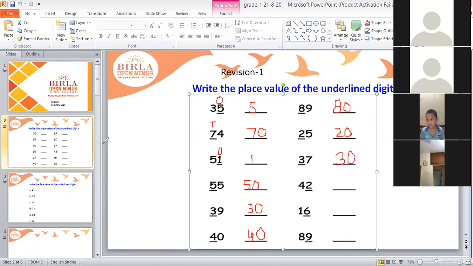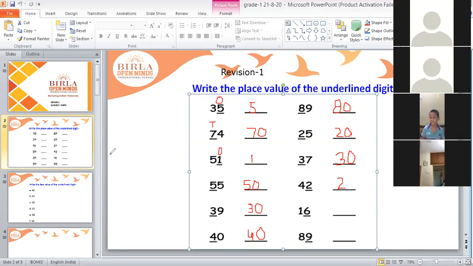Next. Suryansh, you tell me the next one. 42. Which number is underlined? 2. The digit 2 is underlined here. Okay, fine. Now tell me what is the place of this 2 in 42? In 1's place. So what is the place value of 2 in number 42? 2. Very good. See here, children, this 2 is in 1's place in number 42. So we will write that 2 as it is because there is no 0 in 1's.